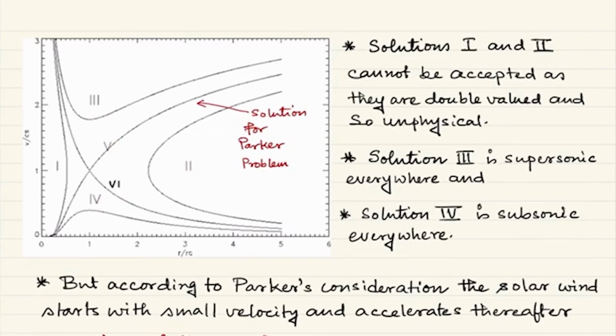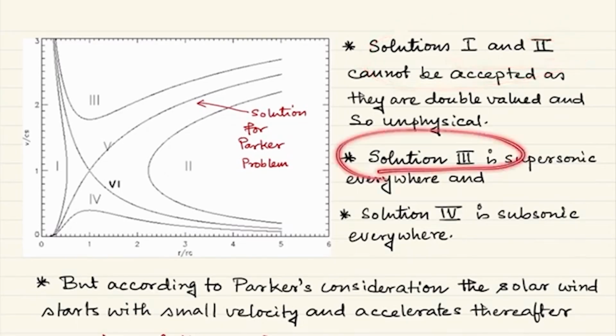So now which solution to take? Solutions 1 and 2 have a problem. This is solution number 1. If you see 1 and 2, they are actually double valued. That means for a given value of r by rc, or a given value of r, you can have 2 possible values of the corresponding solar wind speed, and that is not possible. This is unphysical. So these two are not accepted physically.